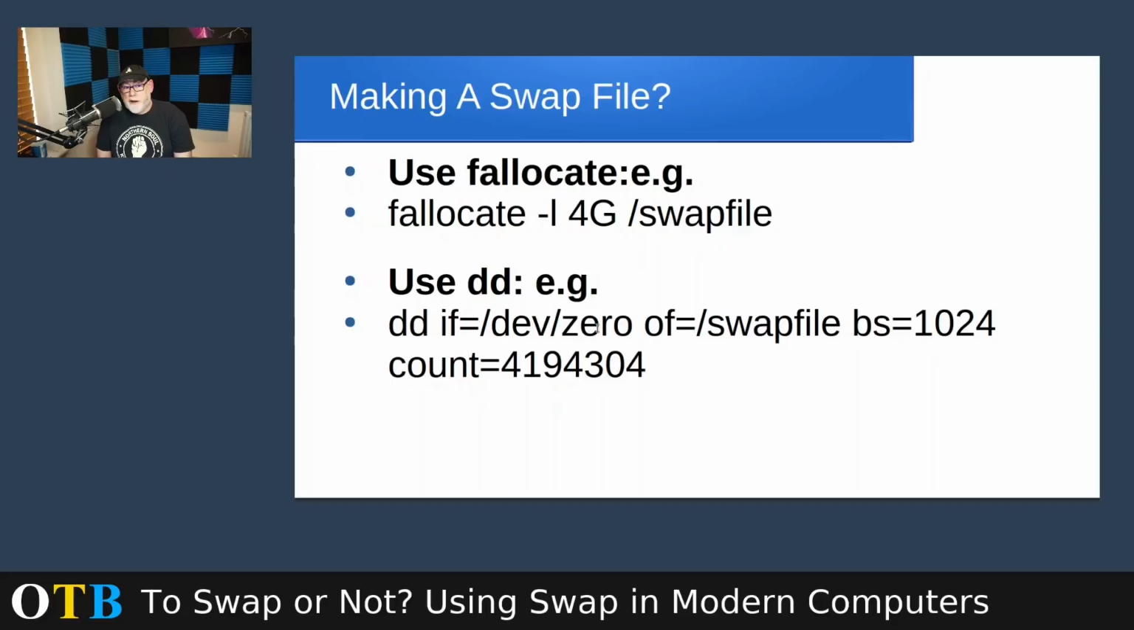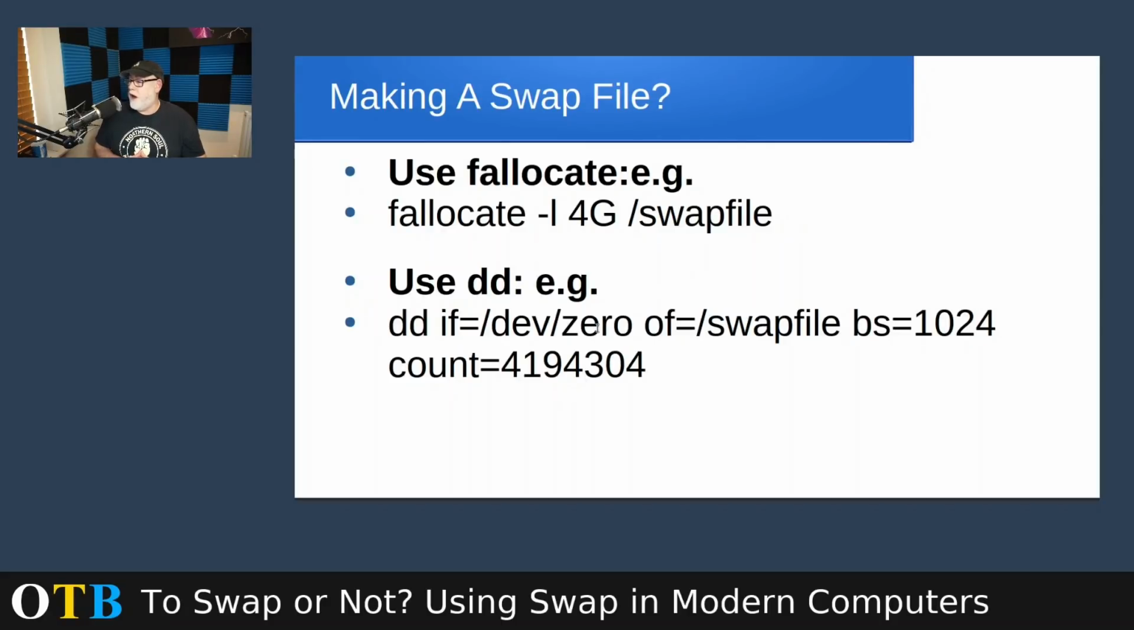You could also use dd. That was the traditional way of doing it. It's a little bit slower, but tends to be more reliable. And the format is pretty simple. You take the input of /dev/zero and you output it to a swap file. I've put it in the same place there, so /swapfile.